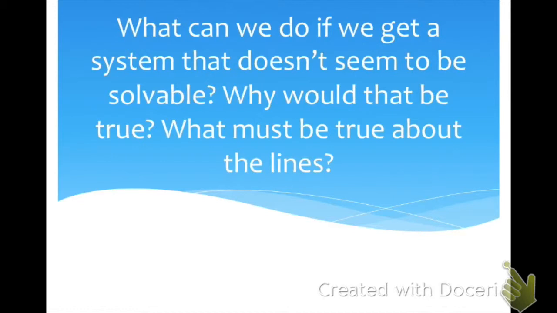Why would that happen that it wouldn't be possible? What must be true about the lines for them to not work, to not give us a solution where they intersect? So be thinking about that as we go through, and obviously we'll review this back at the end, what exactly it is that makes them non-solvable.